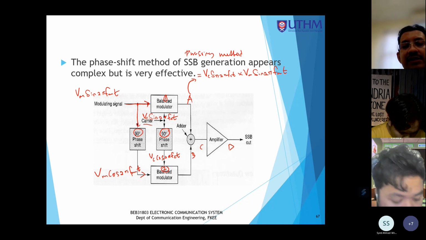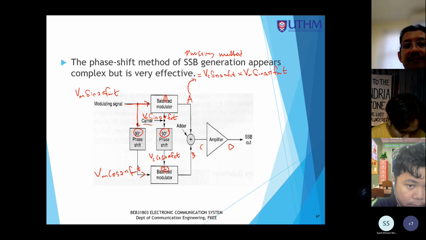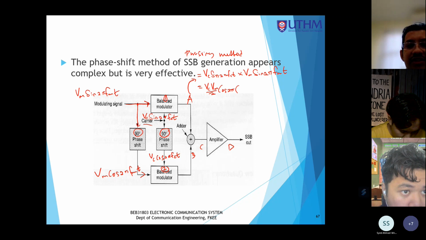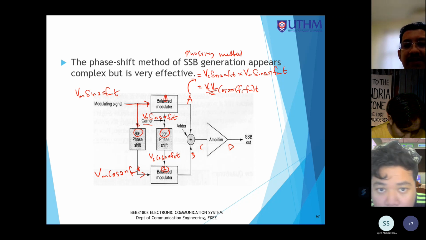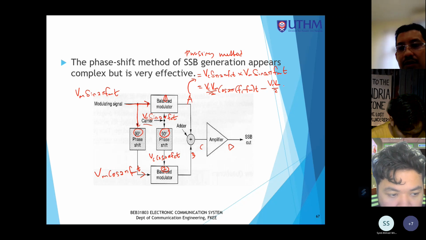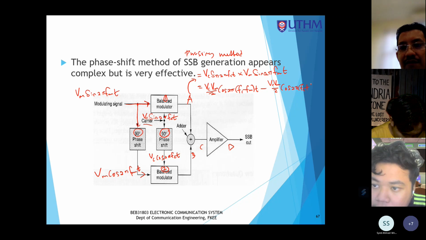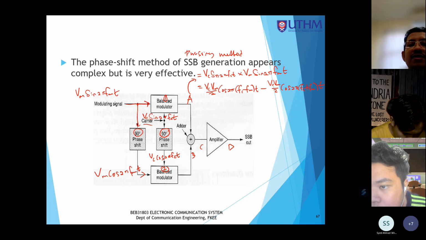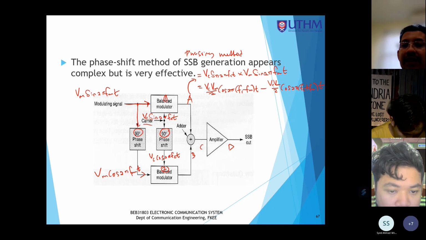So when you multiply like this, just like the double sideband suppressed carrier, what happen is that you're going to produce cos minus cos. So apa yang terhasil adalah VC VM per 2 cos 2 pi lower sideband FC minus FM T minus VC VM per 2 cos 2 pi upper sideband FC plus FM T. Okay, so inilah yang terhasil pada point A.